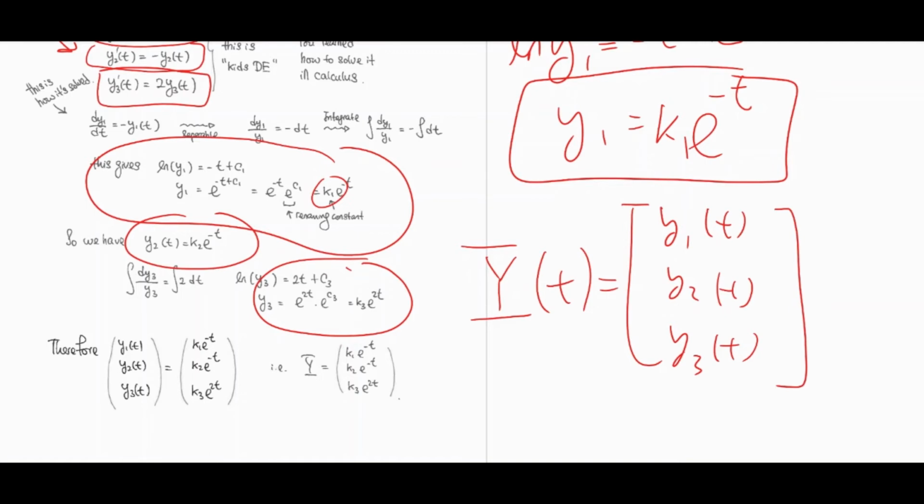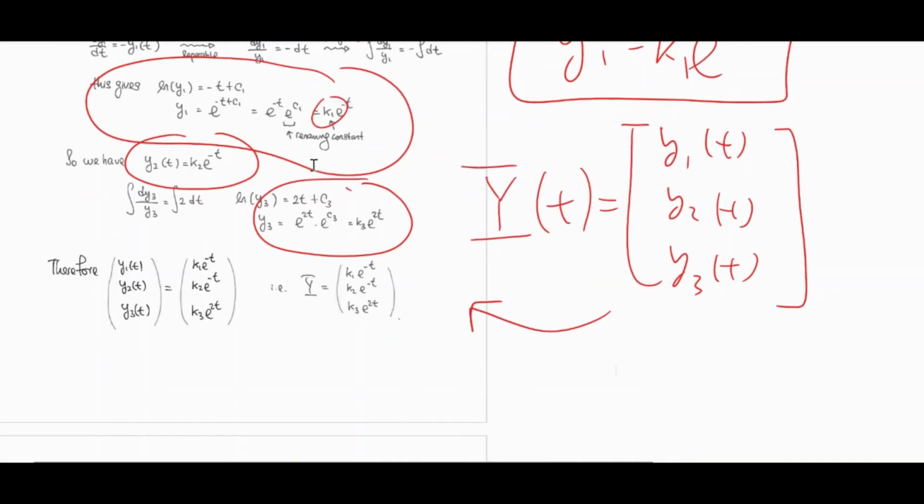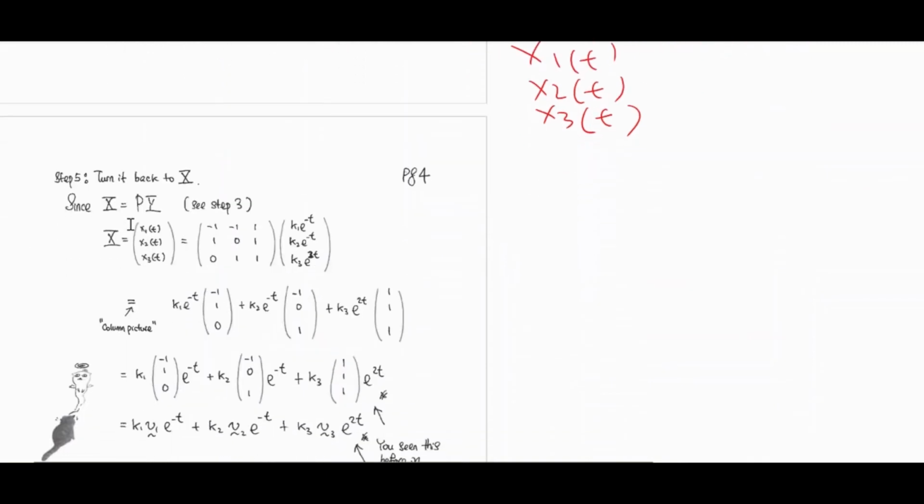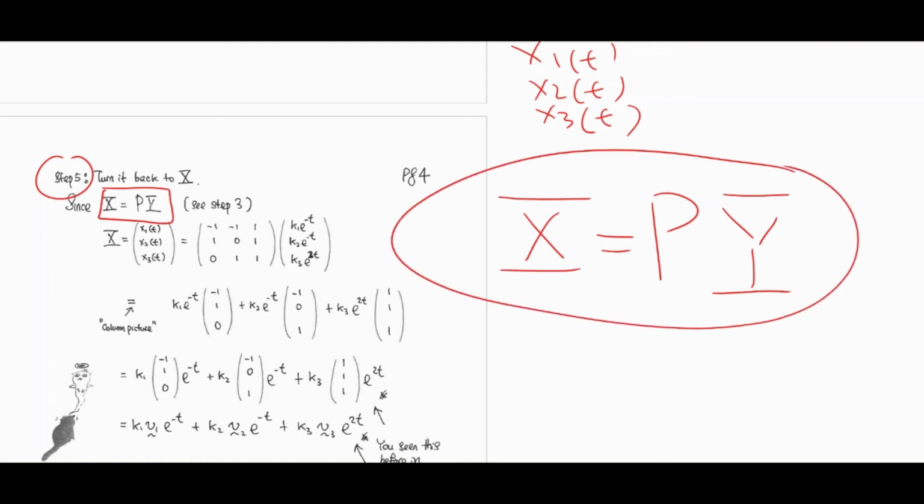The last step is to make a connection back to the original functions that we are interested in, which are x1(t), x2(t), and x3(t). This is the same as all types of change of variable problems. You change to another variable, solve it, and you have to change it back. This is what I call step 5: you have to reintroduce their relationship. So x is related to y exactly like this. You write it out: that's your x, this is the matrix P, and this is your y.